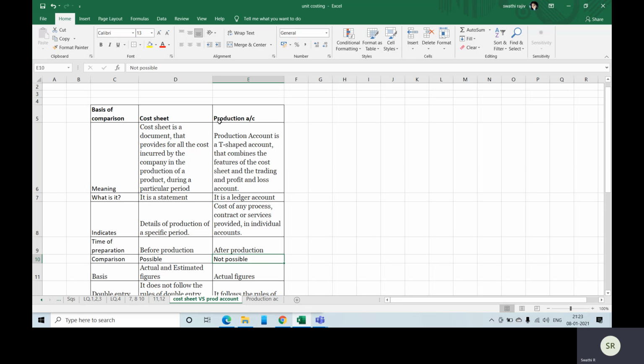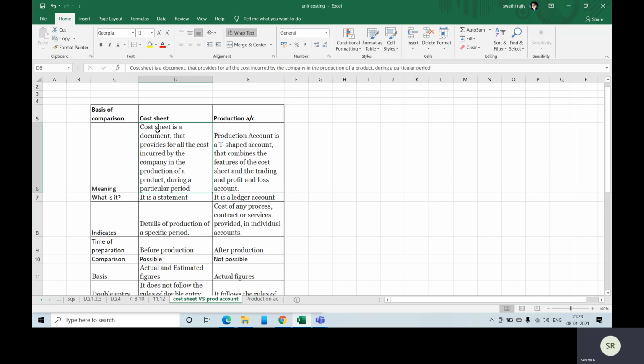Production account is different from cost sheet. Well, basically, let's start with the meaning of the same. A cost sheet is a document that provides all costs incurred by a company in production of a product during a particular period. We have already prepared a cost sheet, so you know what it is. If you have one more column called per unit, then for one particular unit of production, you will know how much we have spent.